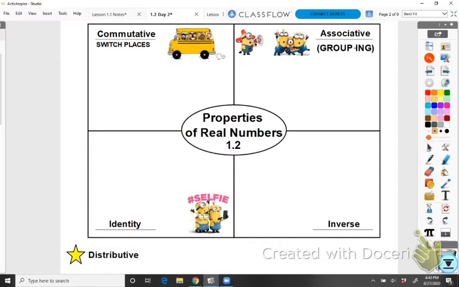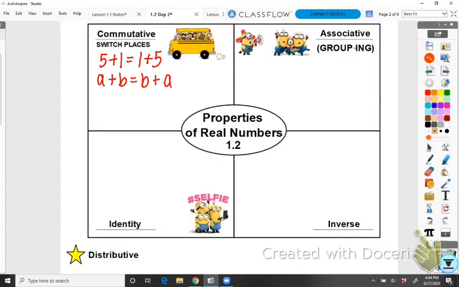For example, you could take the numbers 5 plus 1 and switch them around on the other side, 1 plus 5, and each side is equal to 6. So if I have variables in there, a plus b, that's the same as b plus a. They're going to be the same thing.